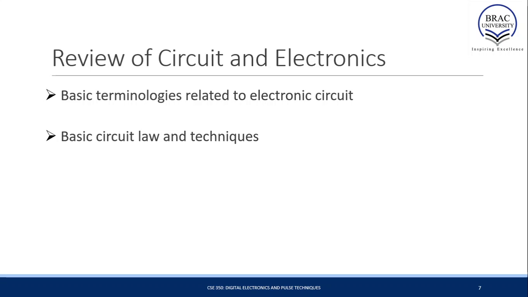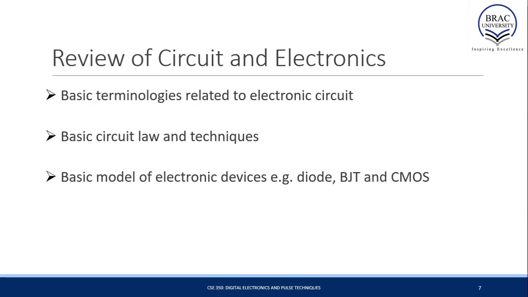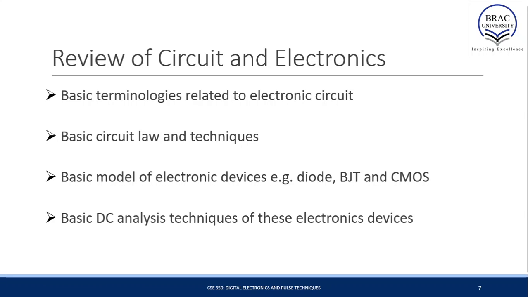If other methods are going to pop up in the future, we will take a short detour and discuss those topics there. Now from the electronic devices side, we will introduce you to the basic models of the diode, bipolar junction transistor or BJT, and CMOS devices. Our circuit models are going to be as simple as possible, but not so simple that they misrepresent the physical model completely. Finally, we will end our review section by teaching you DC analysis techniques of these electronic devices.